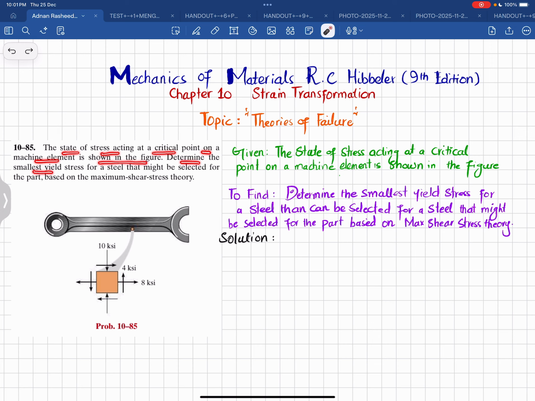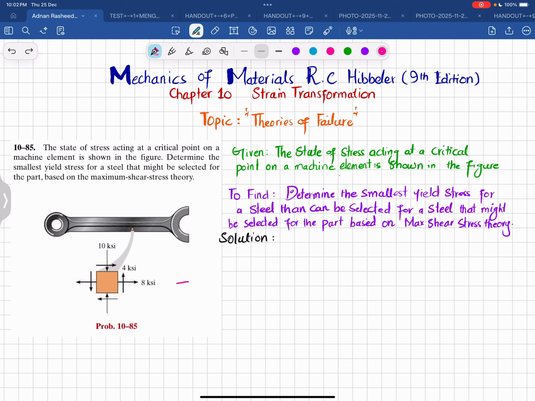Determine the smallest yield stress for a steel that might be selected for the part based on the maximum shear stress theory. So you can see this is the state of stress on a machine element, clear, and you have to find the smallest yield stress for the steel using the maximum shear stress theory.